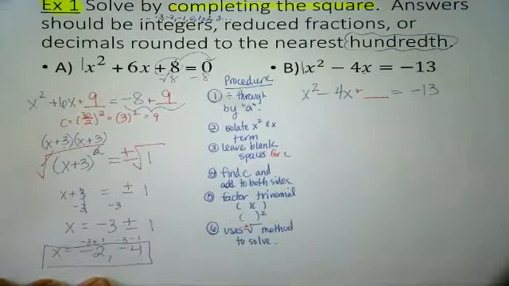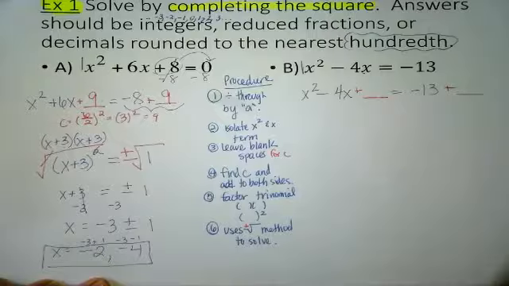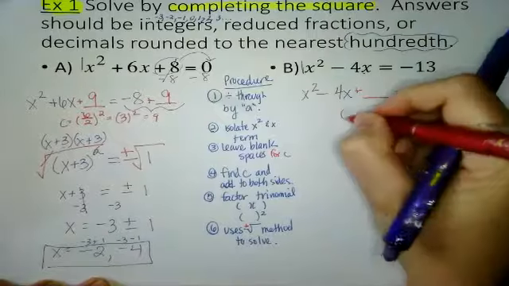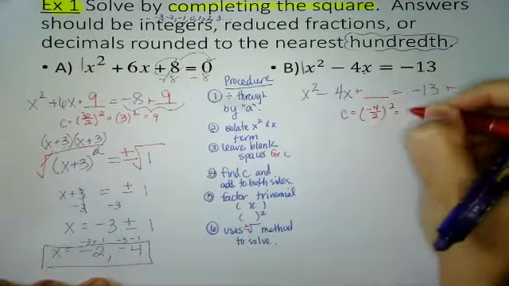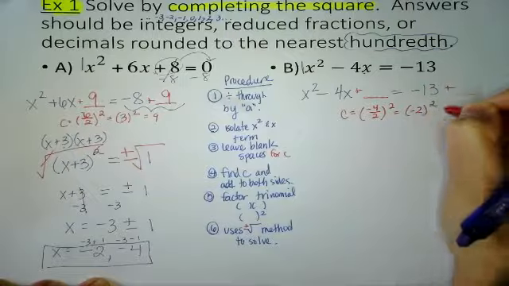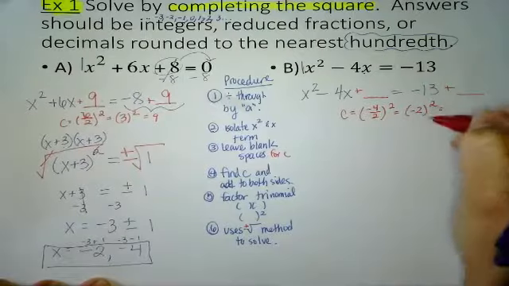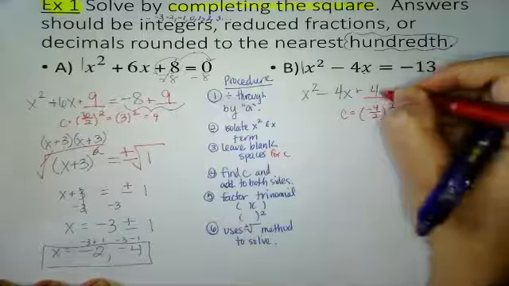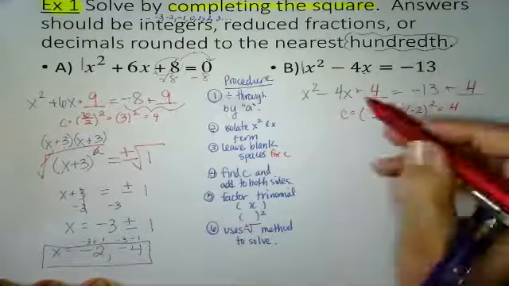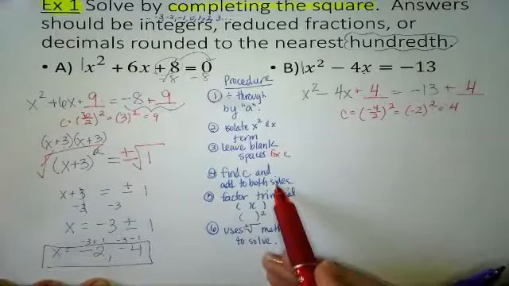Equals negative 13. And remember, if I add a C on the left-hand side, I also need to add that C value to the right. So C is negative 4 over 2 quantity squared. So it's negative 2 quantity squared, which means, now this is the tricky part, so make sure you get this right. Negative 2 times negative 2 is positive 4. So we're going to add that 4 value to both the left and the right sides of the equation.